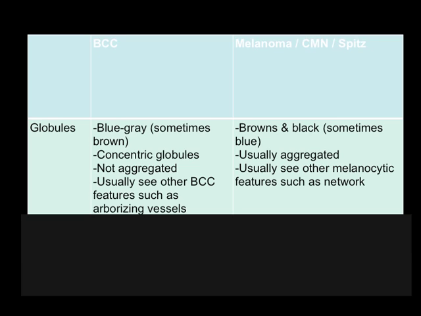With that said, the globules in basal cell carcinoma tend to be blue-gray, non-aggregated, and at times with a concentric morphology. In addition, other basal cell carcinoma features such as arborizing vessels will usually also be present. In a melanocytic tumor, the globules tend to be brown to black and aggregated. In addition, one will often see other features to define the lesion as melanocytic, such as network.